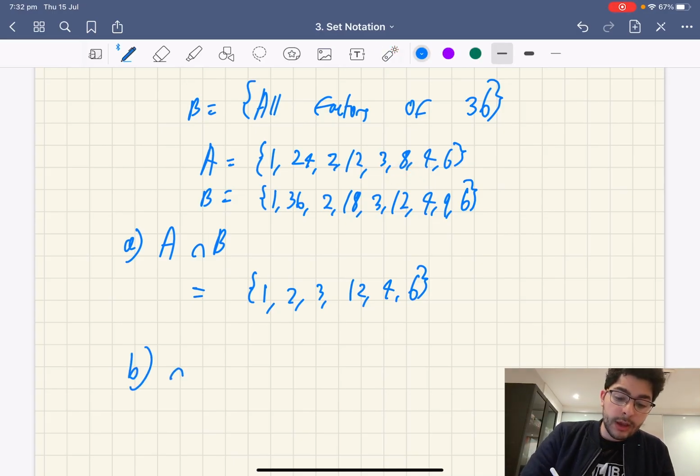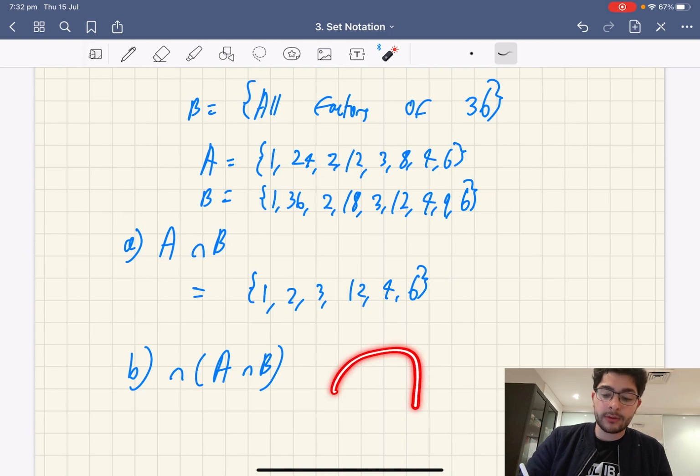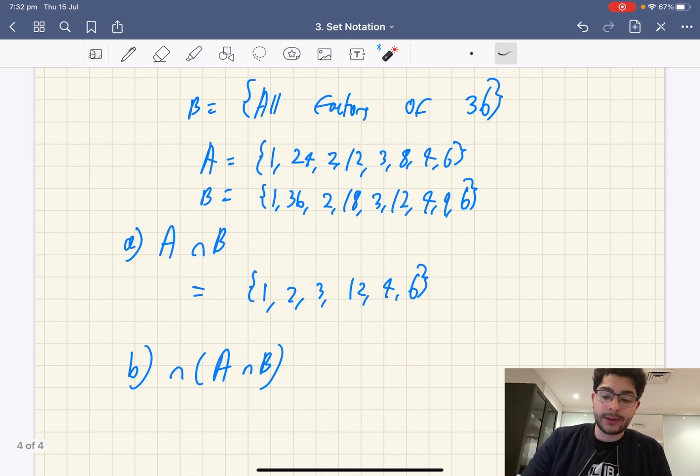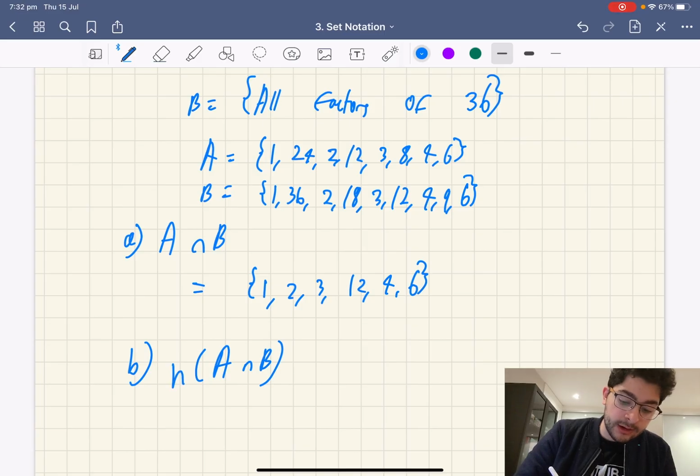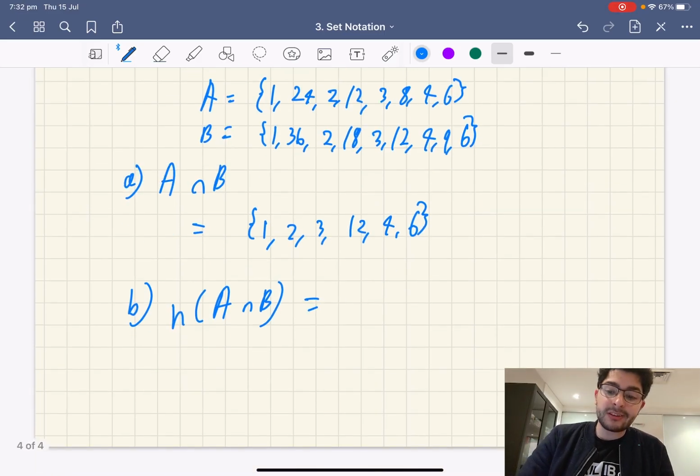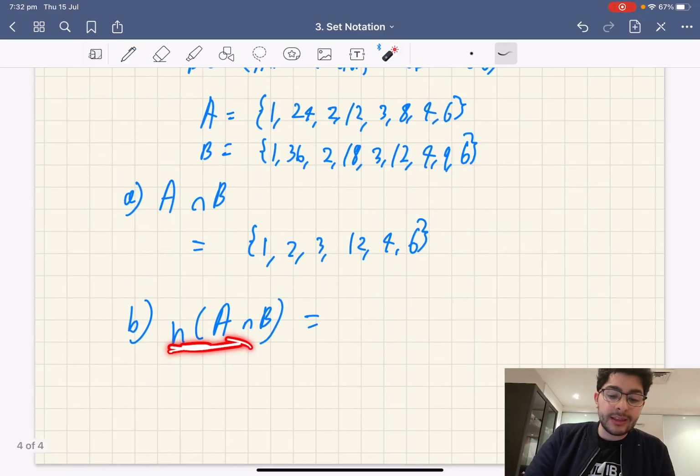Now, similarly, if I said n of A, B, so this is different. This n is like on the outside. This is not really meant to be an n, it's just meant to be a round circle, like a half circle going down like that. But I'm going to draw a more obvious n to distinguish those two. But this is basically saying, what's the number of terms in this set?